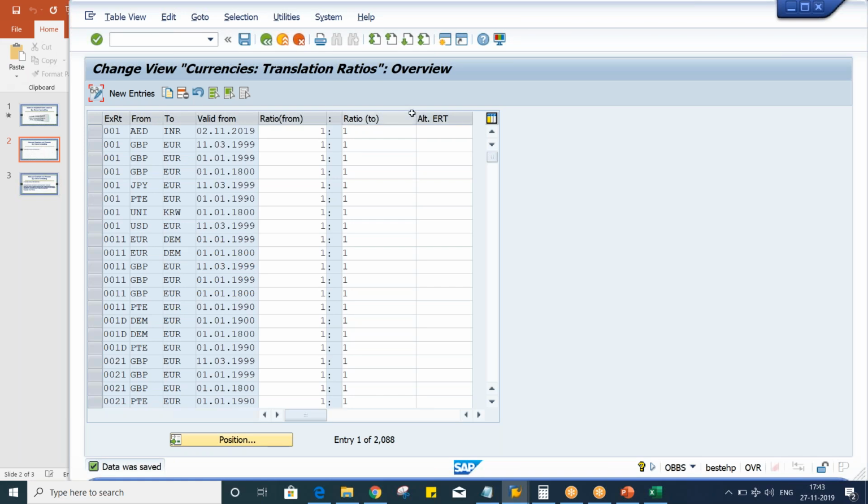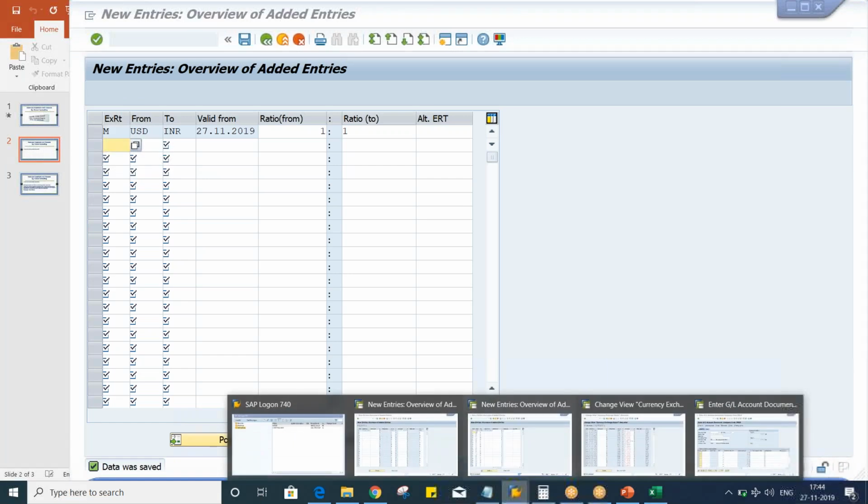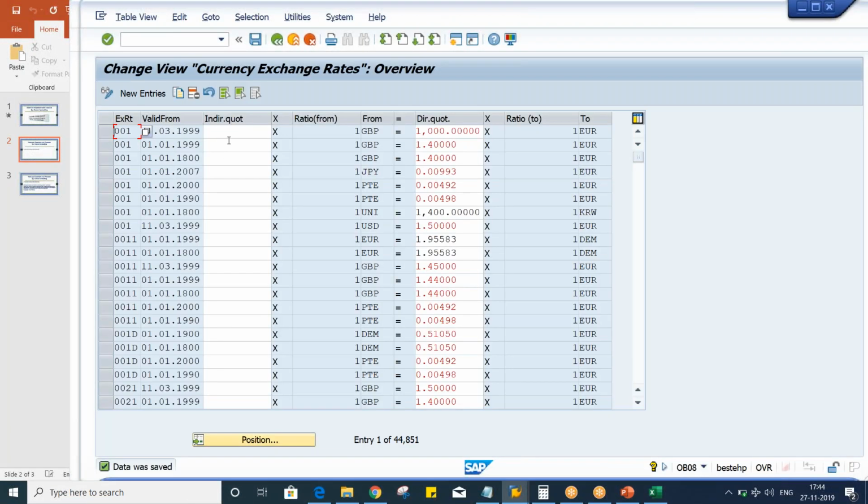Say, for example, I always give the example of Tata Motors. Let's suppose here I'm going to give exchange rate type M, USD versus INR, Indian currency, and here I'm going to give the current date itself, 27, and ratio 1:1. Always we give 1:1. Save this. Once we give this translation ratio, then only are we going to specify the rate.